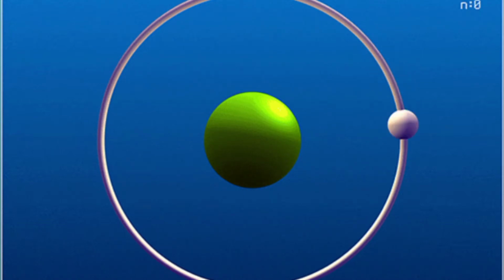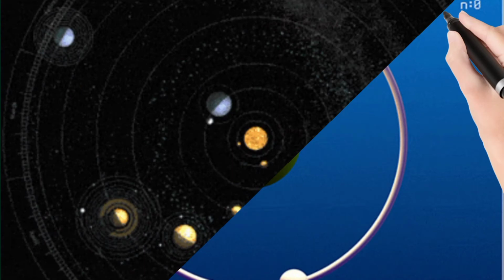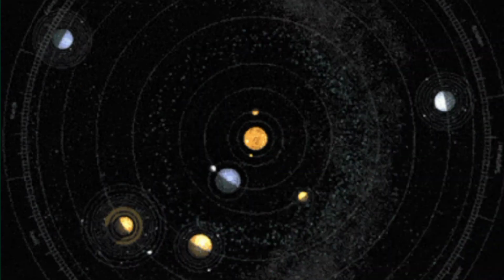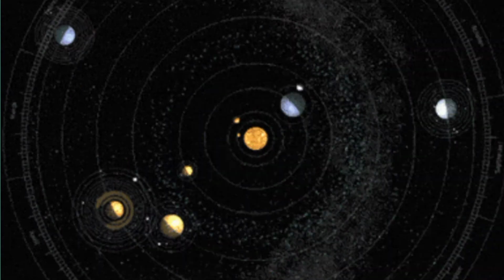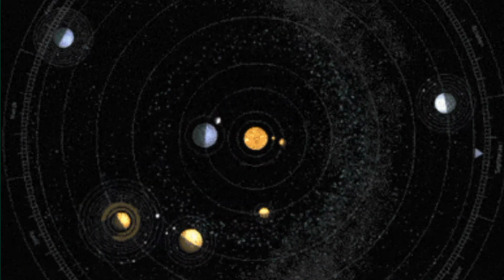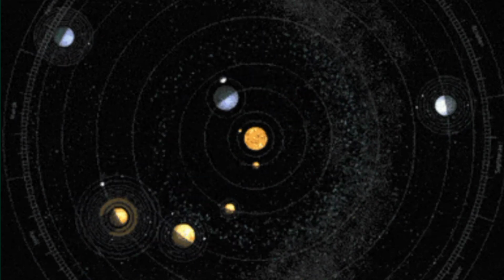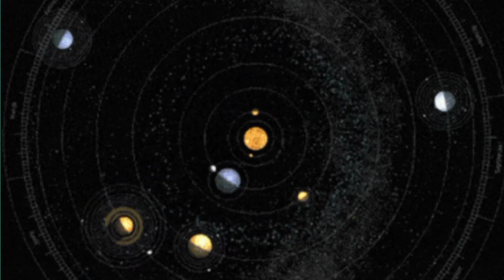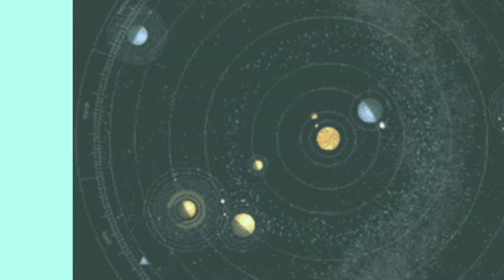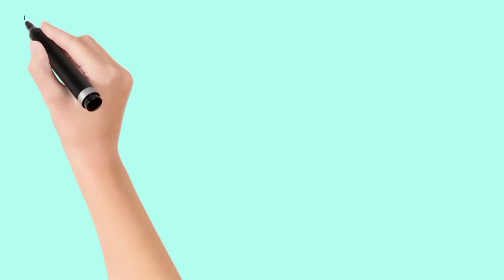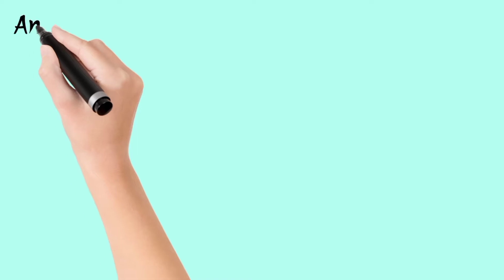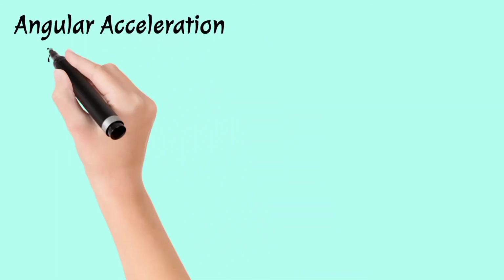Welcome back. In the previous lectures, we have discussed the two angular parameters, which are the angular velocity and the angular displacement. In today's lecture, we will discuss another angular parameter, which is the angular acceleration. In the previous lecture, we have also discussed the difference between circular motion and rotational motion. Please watch those videos before this for a better concept. Now let's talk about another angular parameter, which is the angular acceleration.